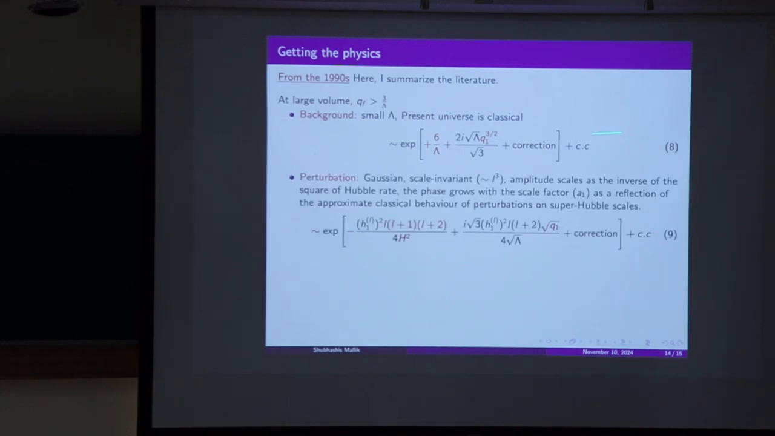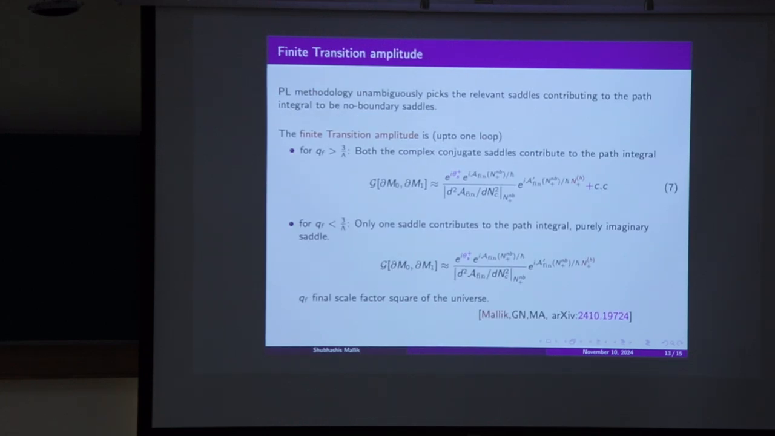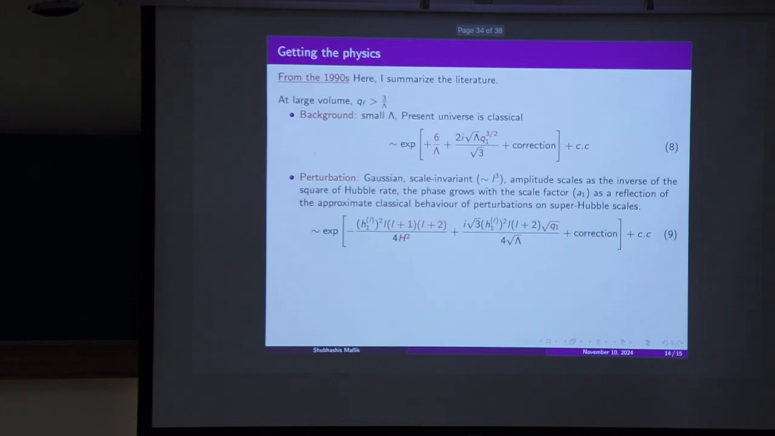From perturbations we have this, which has a minus sign, which means this is a Gaussian. The L into L plus 1 into L plus 2 implies that it is scale invariant. This is L cubed, and the amplitude scales as the inverse square of the Hubble rate, 1 by H squared. This root over q1 grows like the scale factor, which shows the approximate classical behavior of these fluctuations on super-Hubble scales. So this is the physics part that one can dig out from these finite expressions, and that is already known from the literature.